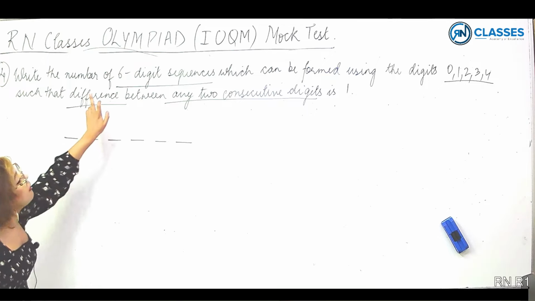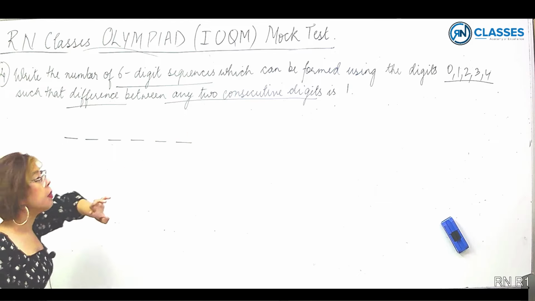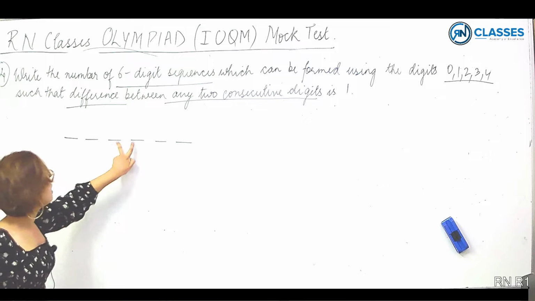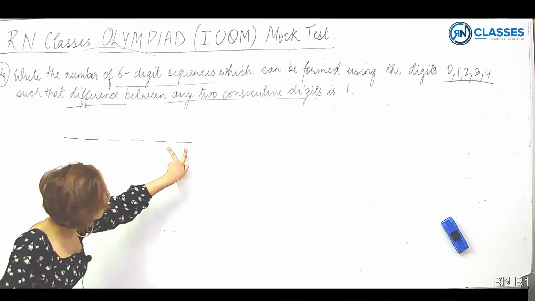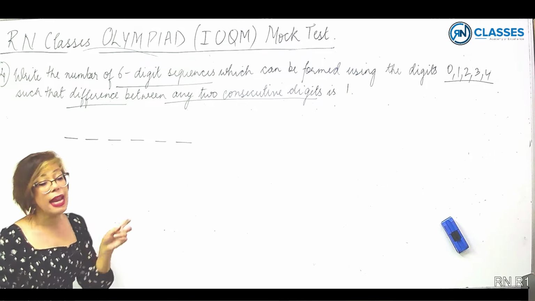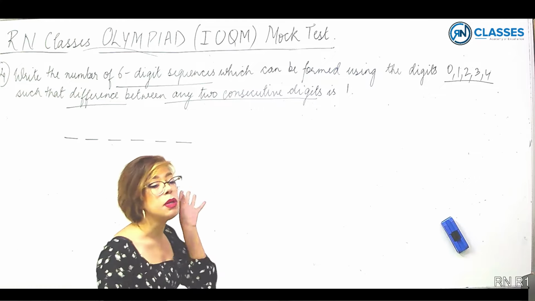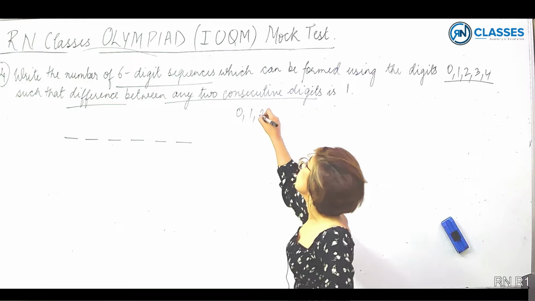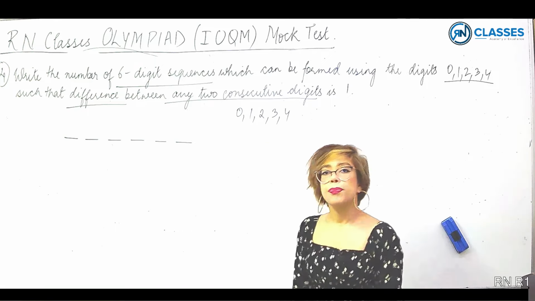Now he says the difference between any two consecutive digits is 1. So that means if I take these two consecutive digits, the difference is 1. If I take these two, the difference is 1. If I take these two, the difference is 1. Any two consecutive digits, the difference has to be 1. Now my digits are what? 0, 1, 2, 3 and 4.